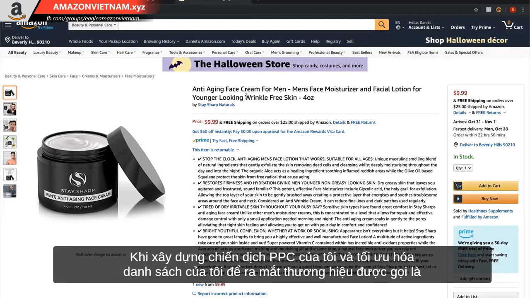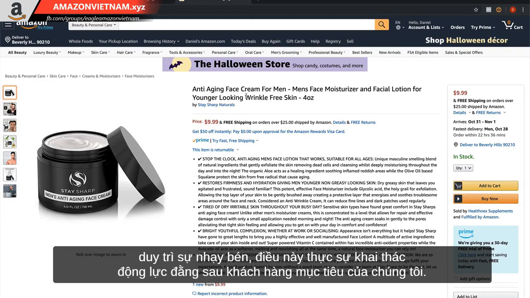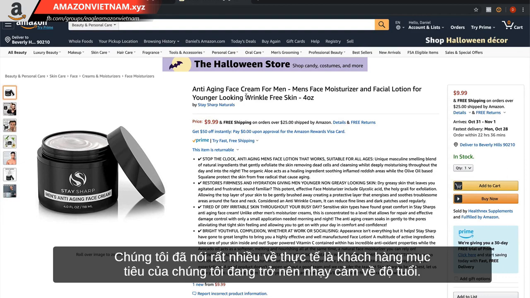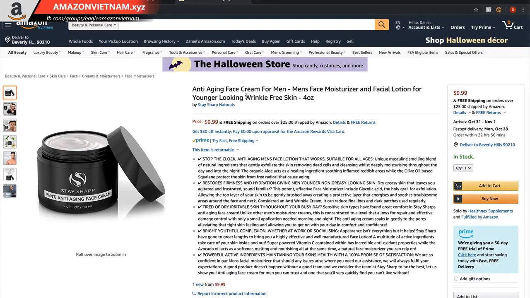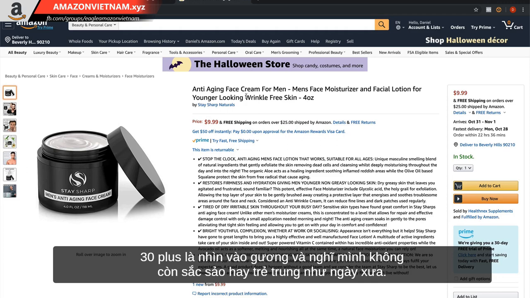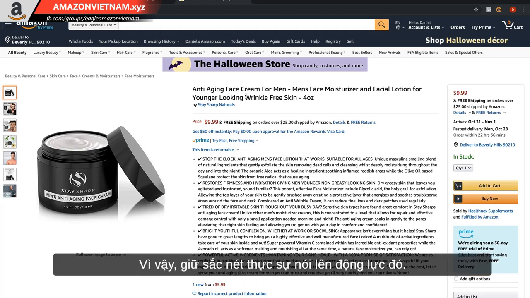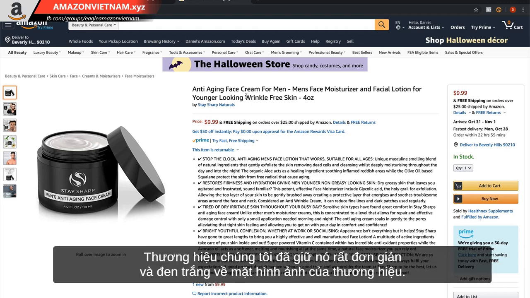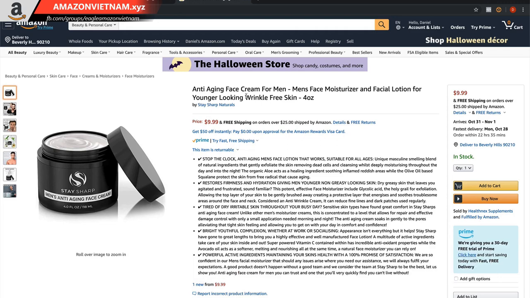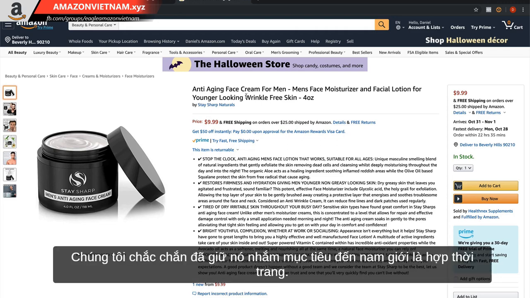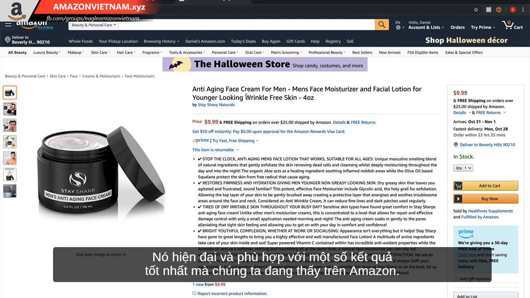The brand is called Stay Sharp, which really taps into the motivation behind our target customer. We've talked a lot about the fact that our target customer is becoming age sensitive, 30 plus, is looking in the mirror and thinking, I'm not as sharp or young as I used to look. So Stay Sharp really speaks to that motivation. The branding, we've kept it very plain, black and white. In terms of the brand's image, we've definitely kept it targeted towards men. It's trendy, it's modern, and aligns with some of the best results that we're seeing on Amazon.